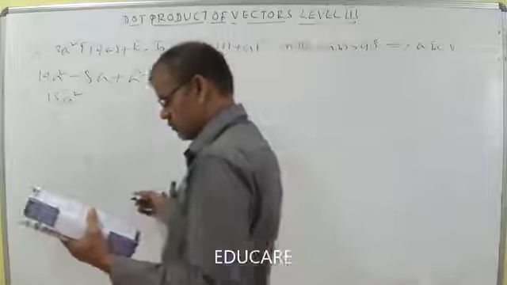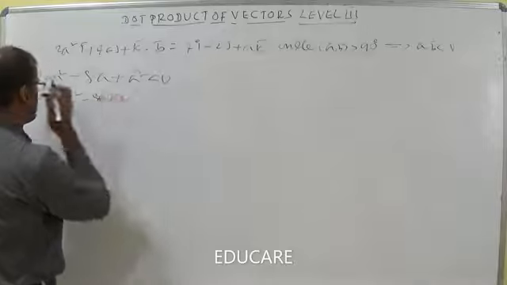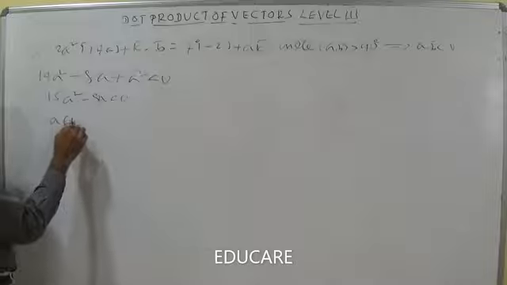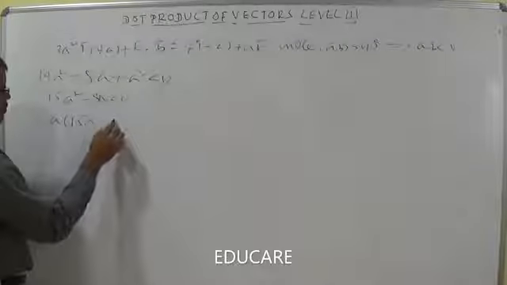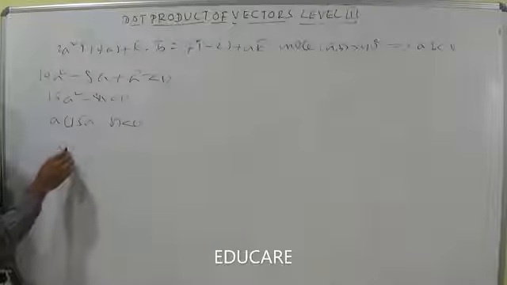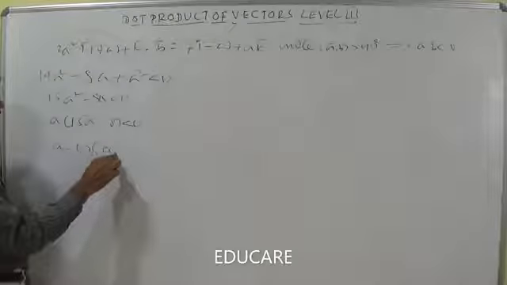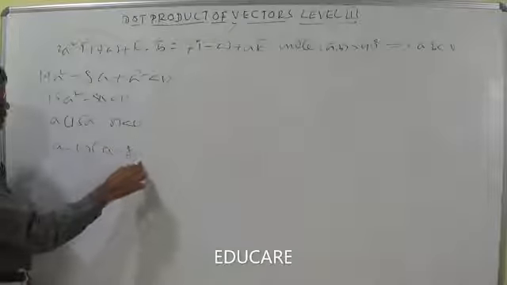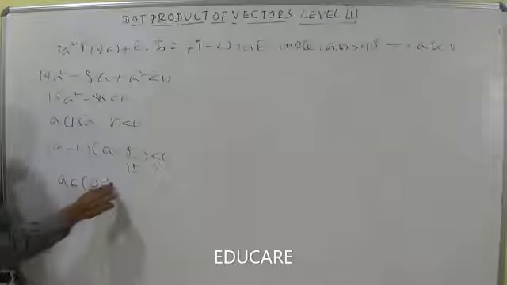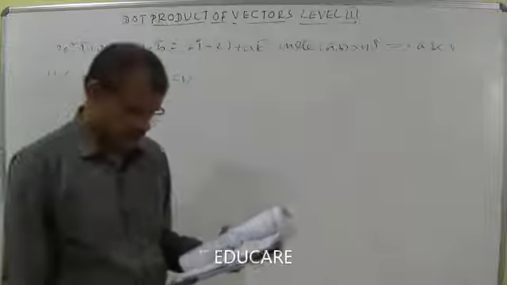So here, 15a square minus 8a less than 0. If you take a common, a into 15a minus 8 less than 0. So you can write a minus 0 into a minus 8 by 15 less than 0. So a belongs to 0 comma 8 by 15, but according to the options, there is no such option.